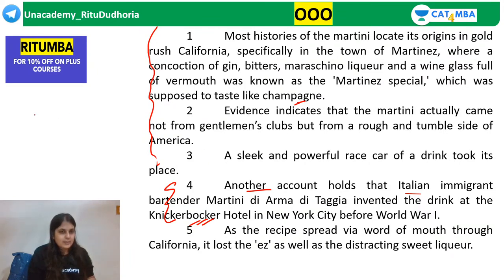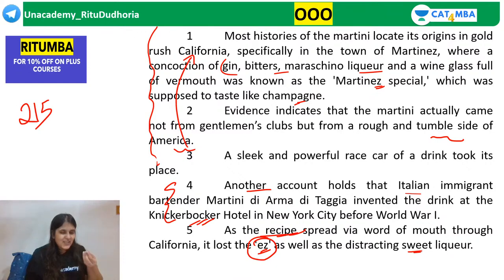So, look at this. I'm going to start with 2. Then, rough and tumble side of America. What was that side of America? California. So I'm going to put 1. And I'm sure all of you are going to agree with it. Now, ES, concoction of gin, bitters, liquor, all of that. So this recipe. So 2, 1 and 5. And it lost the ES as well as the distracting sweet liquor. Initially, it was very sweet. Now what has happened? A sleek and powerful race car of a drink has taken its place.